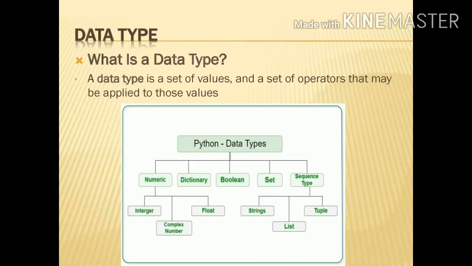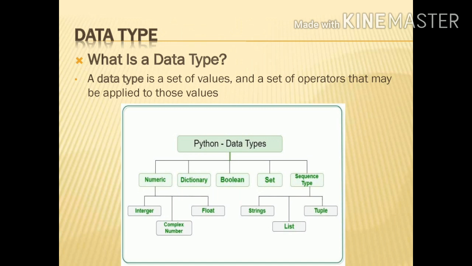Next comes the data type. What is meant by a data type? A data type is a set of values and a set of operators that may be applied to those values. Different types of data types are shown in this figure.